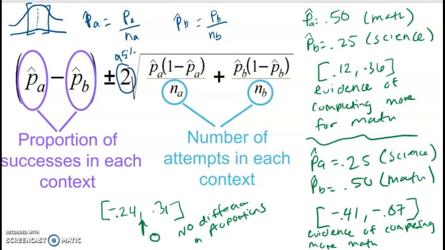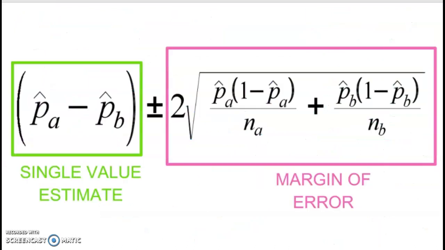Okay, so the formula looks really ugly, but what is the single value estimate? What is the margin of error? So the single value estimate is the subtracted proportions. No matter what you choose, this p hat of A minus p hat of B is my single value estimate, which is my best guess at the true difference in proportions.